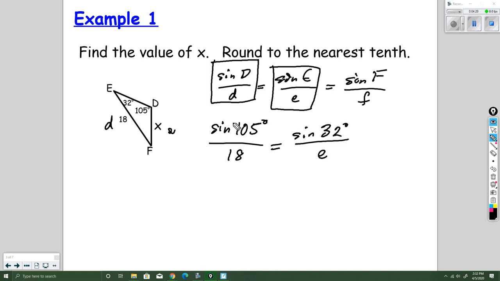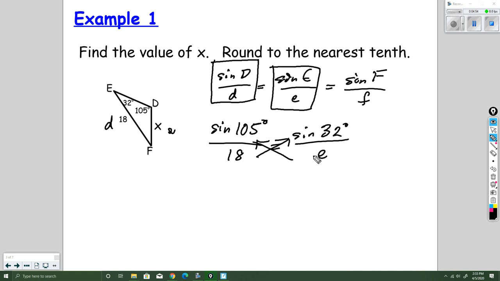So we have sine of 105 degrees on 18 equals sine of 32 degrees on E. Now to solve this, we can just cross multiply and solve. Remember, cross multiplying is just something that we can do to get rid of the denominator, the result of our algebraic operations of getting rid of that denominator.